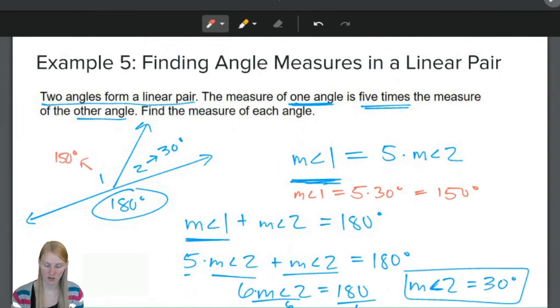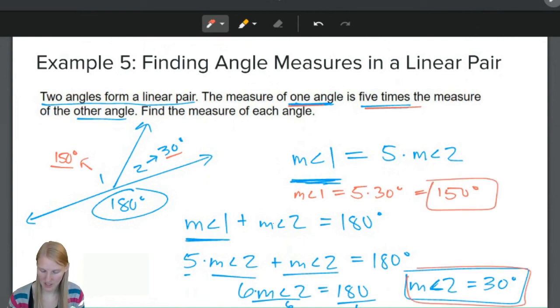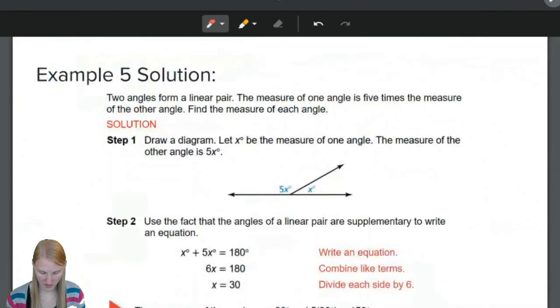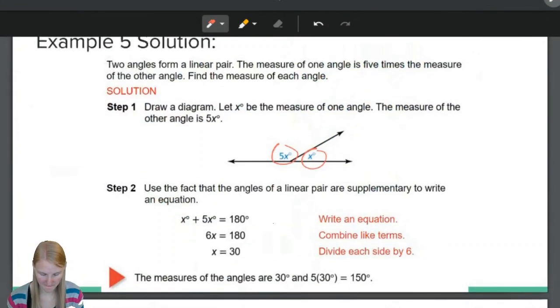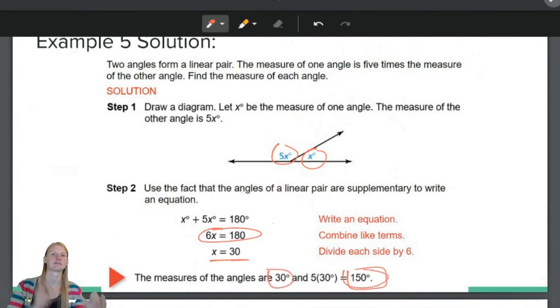Now we can check. One angle is 5 times as big as the other. Well, 30 times 5 is 150. So that checks out. Beautiful. We found the measure of each angle. Measure of angle 1 is 150, and the measure of angle 2 is 30. Let's check and make sure we were right. X and 5x. We used measure of angle 2 instead of x, but it's the same thing. 6x equals 180, x equals 30, and 5x is 150. So the measures of the angles are 30 and 150. Yes.